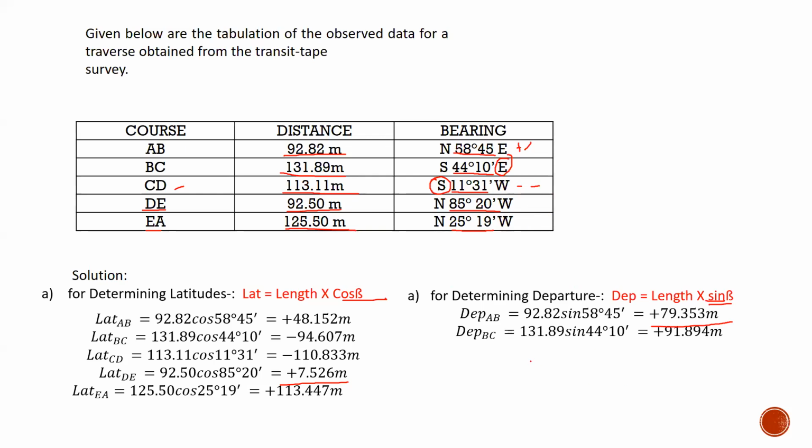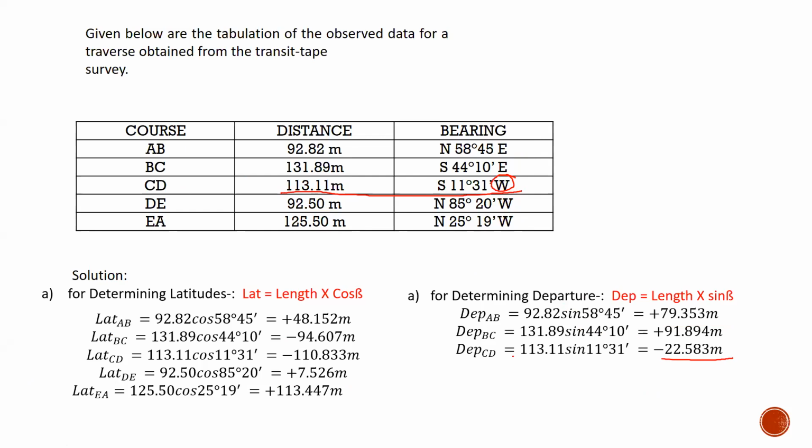For the departure of the line CD, that is 113.11 times sine 11 degrees and 31 minutes. What is that? How about the others? Not participating. It's up to you. We have negative 22.583, because we have west here, so negative.